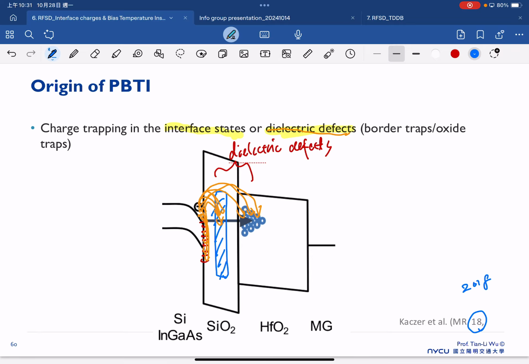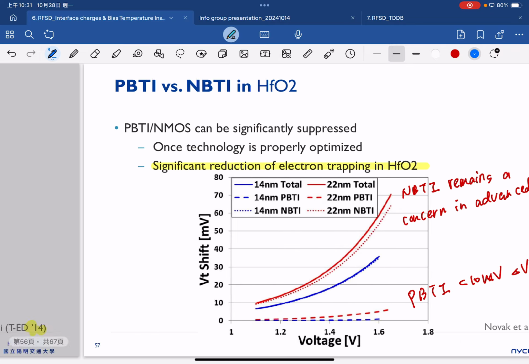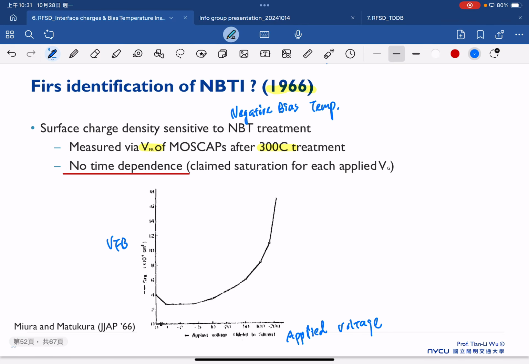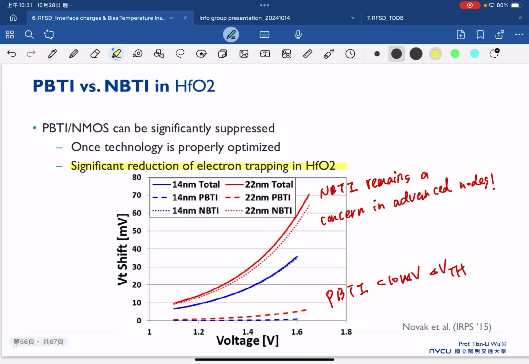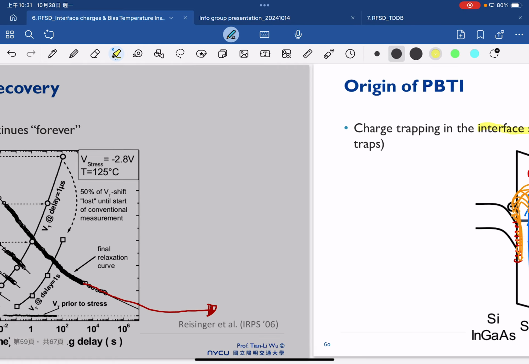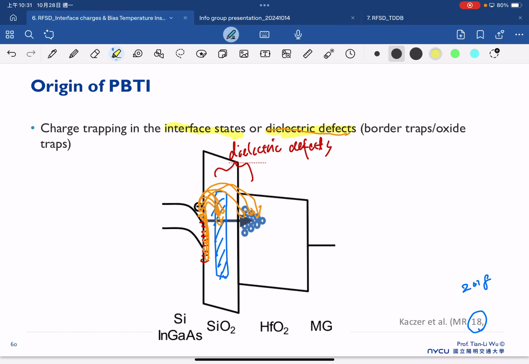Now, again, if you look at this very old literature, like this one, this is 1966. At the time, people only knew about the surface charge, so they thought this was due to the surface charge. But from 1966 to 2018, so many things changed, of course, as did our semiconductor knowledge here.